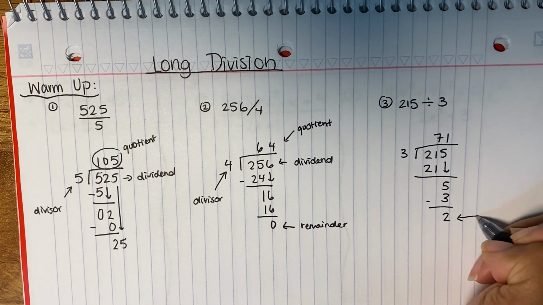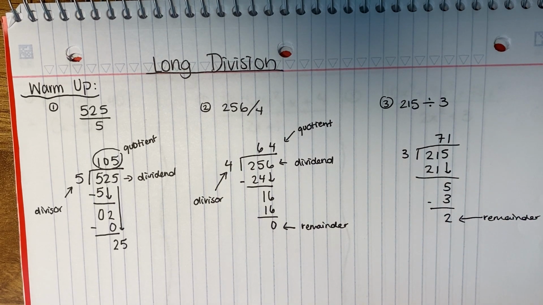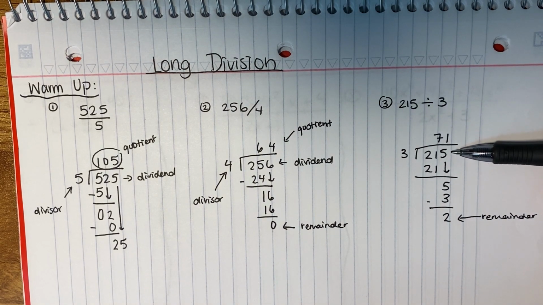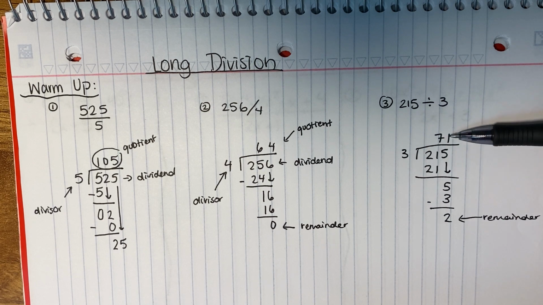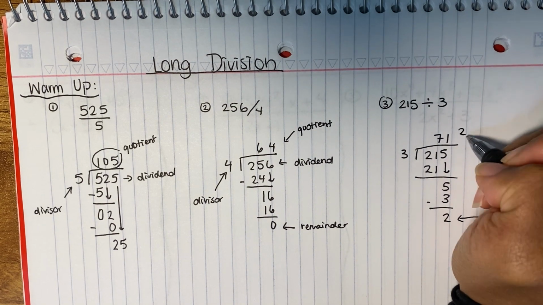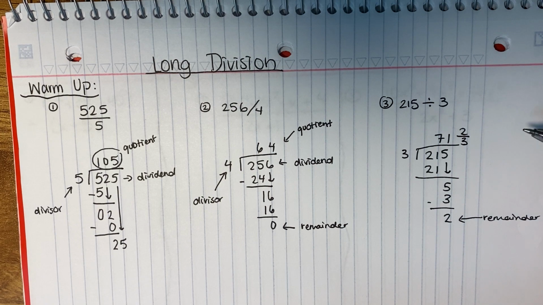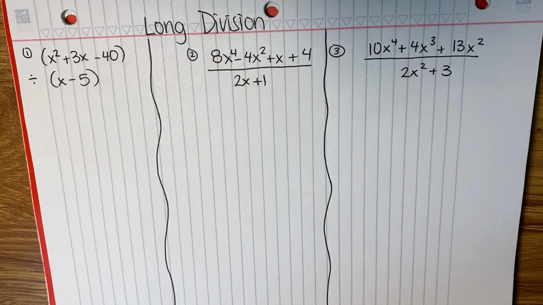This time we have a remainder, so we're going to include this in your answer. Again, we have the dividend, the divisor, the remainder, the quotient. But the quotient now includes a remainder and a divisor. So you're going to take that remainder, 2, and write it over the divisor of 3. So the quotient is 71 2/3. Now that we've done the warm-up, it'll make doing this a lot easier.